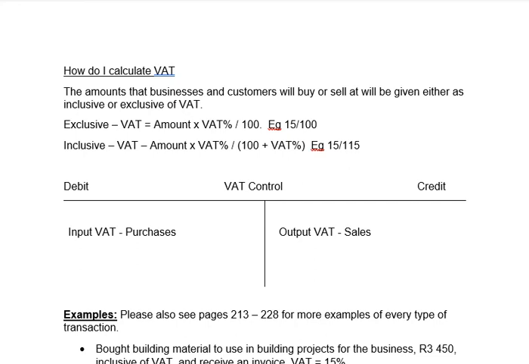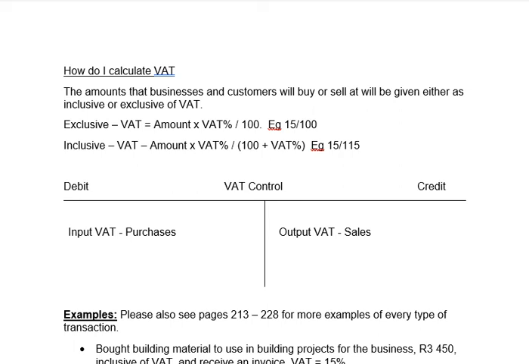Okay, so that's just some background on the VAT and the type of VAT items that we get. But how do we actually calculate VAT? There are two possible calculations that we can do for VAT. Items or invoices can be given to you at the price including VAT or excluding VAT. So inclusive or exclusive amounts.